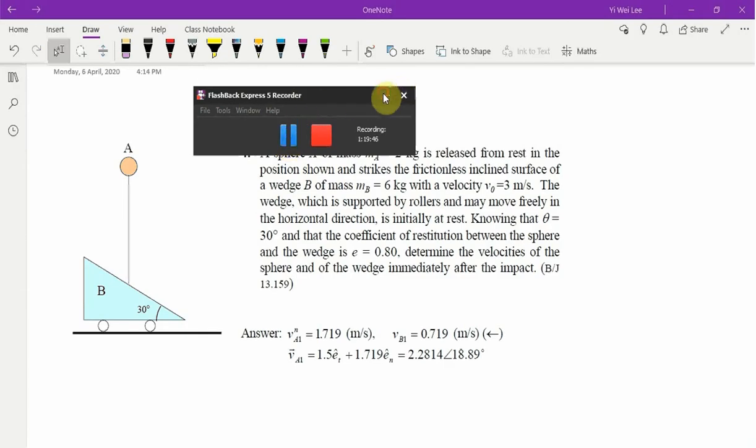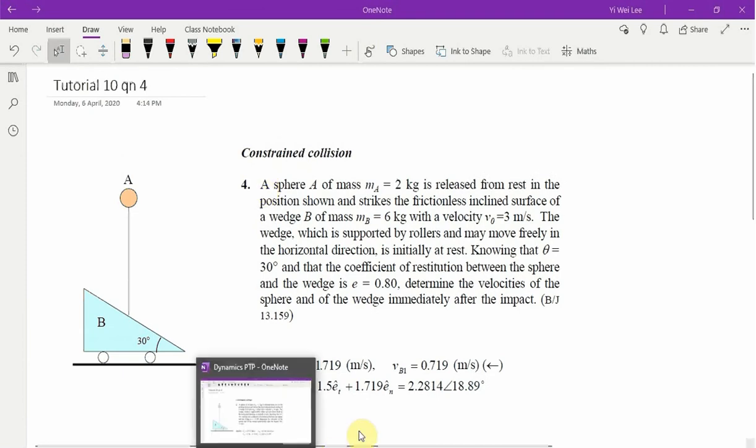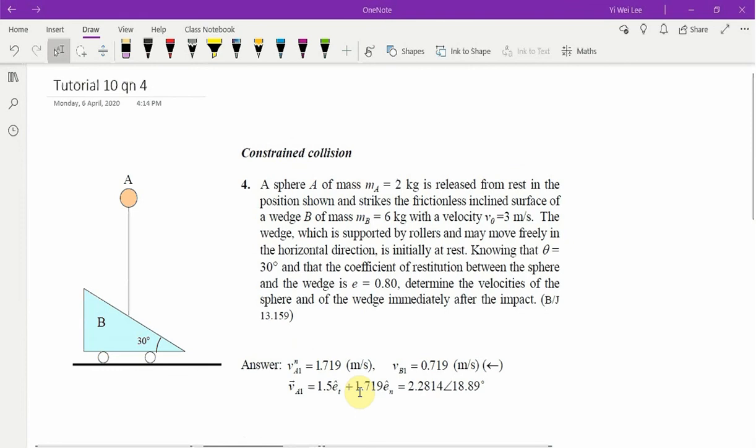Okay, so now we are on to tutorial 10, question 4. For tutorial 10, question 4, there's a few things that we have to take note. Now we're talking about constrained collision. For constrained collision, the motion of one of the bodies or particles which is undergoing collision is forced to move in a certain direction after collision.